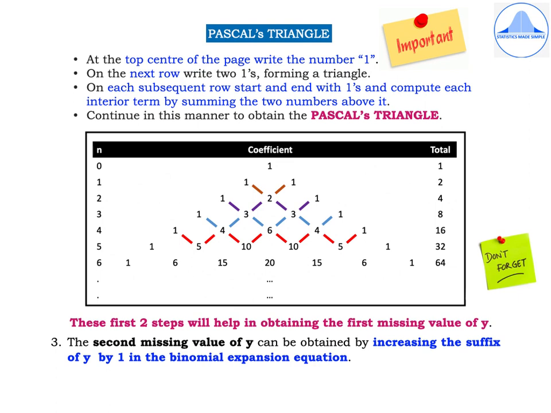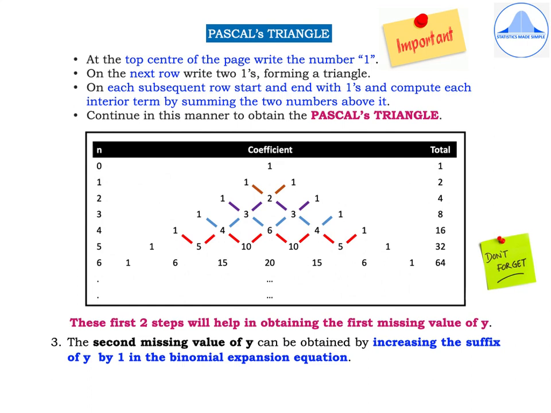Then when n is equal to 2, if you see the 2 short orange lines which I am adding, you will get 1 plus 1 is 2. And on either side of 2, you should write the number 1, which again looks like a triangle. And for n equal to 2, you observe that the coefficients are 1, 2 and 1, whose total will be 4.